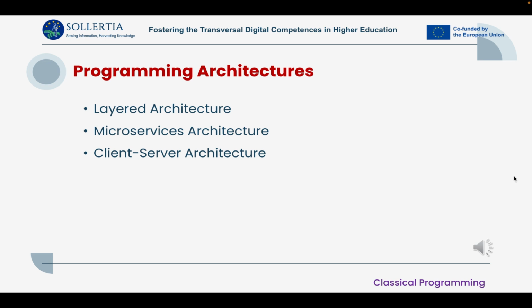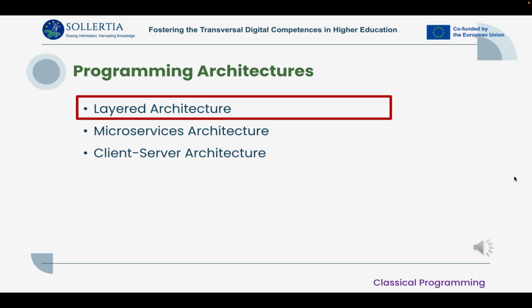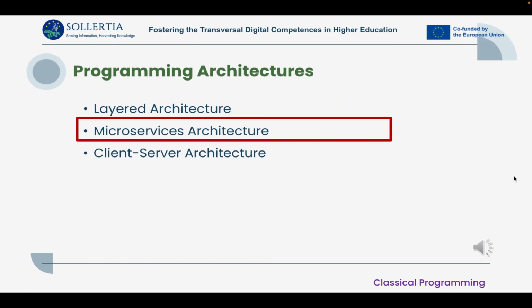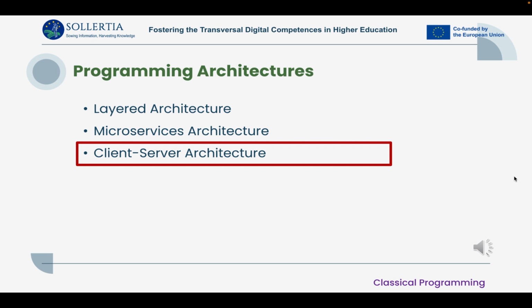Now we'll need to learn a bit about programming architectures. Firstly, we'll talk about the layered architecture, which organizes components into layers, each with specific responsibilities. At the same time, we can have a microservices architecture, which breaks down an application into small, independent services. We can also look at client-server architecture, a common model where clients request services from servers.